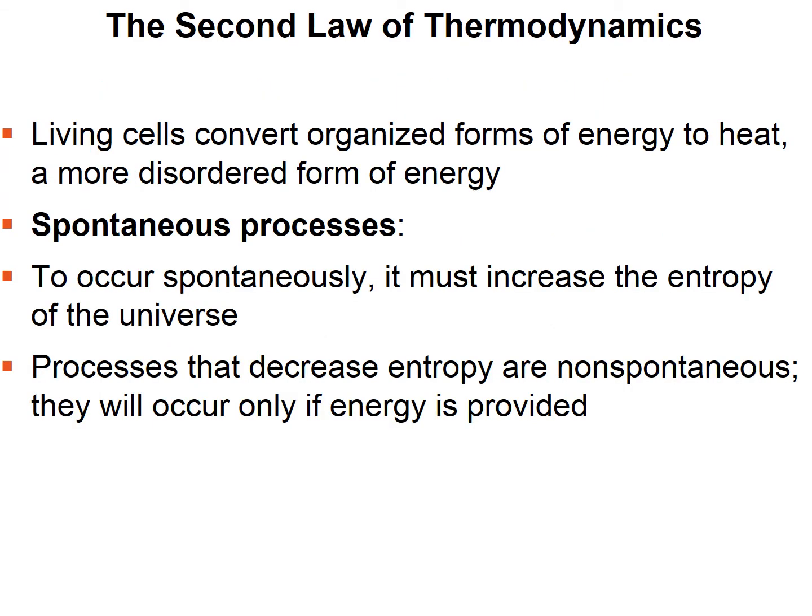Living cells convert organized forms of energy to heat. And again, like we said, heat is a more disordered form of energy. A process can be classified as either spontaneous or non-spontaneous. A spontaneous process occurs without any energy having to be put in. This type of process leads to an increase in entropy. It's energetically favorable.